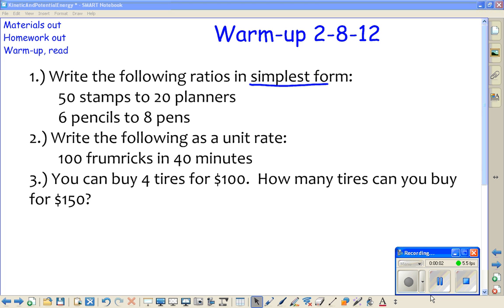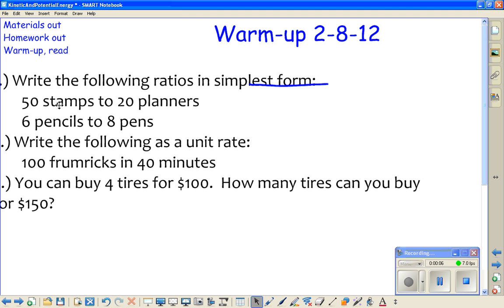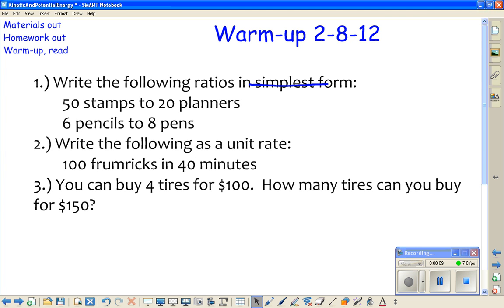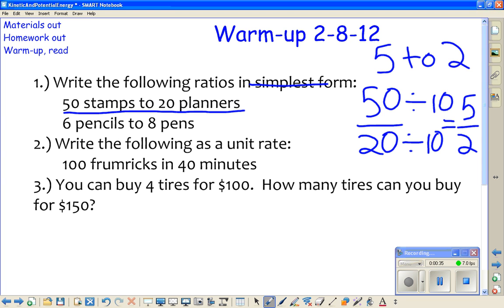All right, so we've written 50 to 20 in simplest form as 50 to 20, just like a ratio. And all we're doing is simplifying the ratio, just like a fraction. So we're going to divide by 10 on the top and bottom and get 5 over 2, which is 5 to 2. Okay, questions on that?